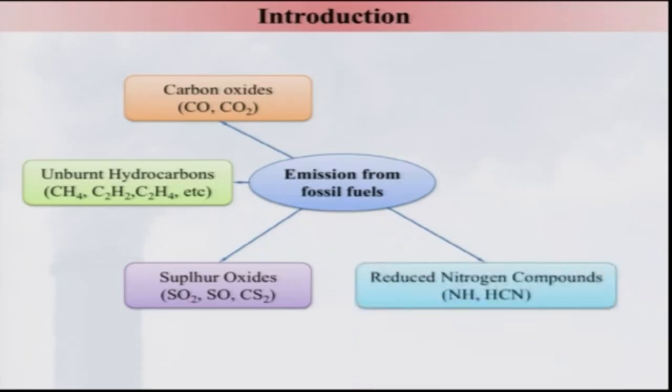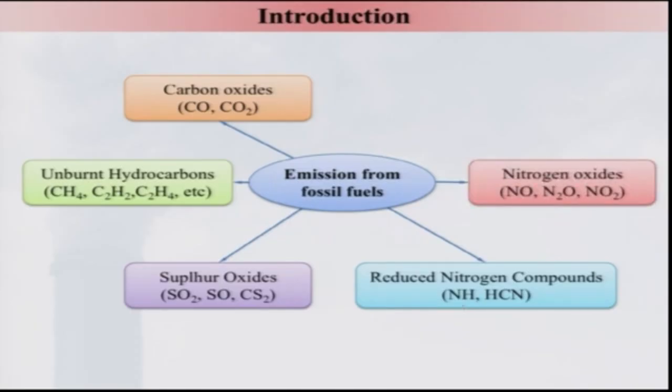and the reduced nitrogen compounds will be formed during the combustion of fossil fuel with air, because air contains nitrogen, and also some of the fuels contain some nitrogen, that is known as fuel NO, will be formed, NH, SCN, and also other components like hydrogen cyanide. NH is basically a radical which is reactive in nature, and beside this, of course, the nitrogen oxides, nitrous oxide, nitrogen dioxide, nitric oxide, all will be formed due to the presence of nitrogen in air in a very large quantity.